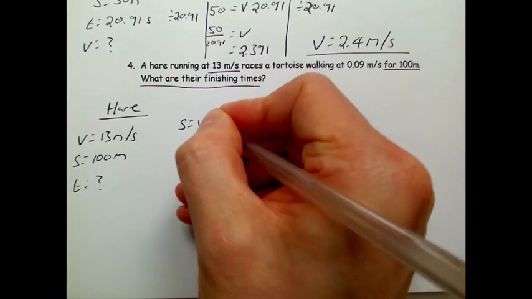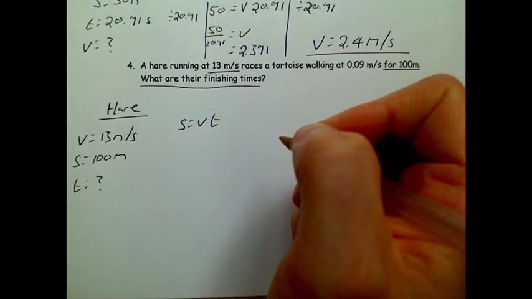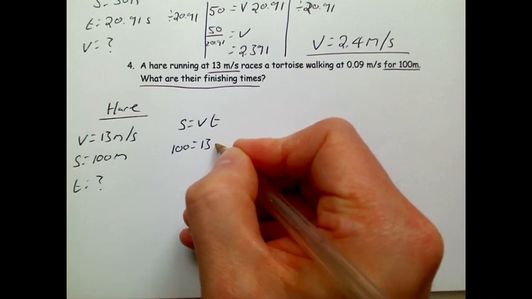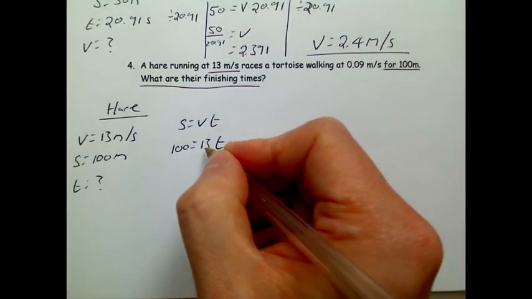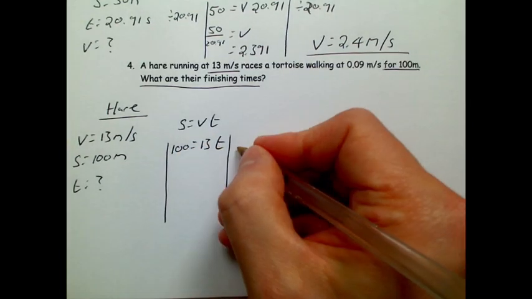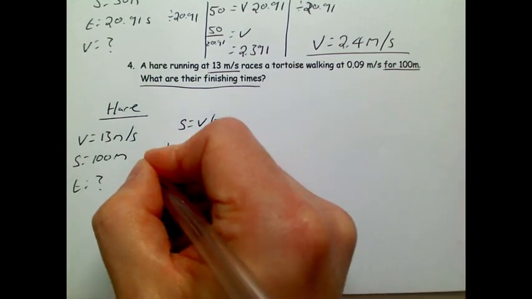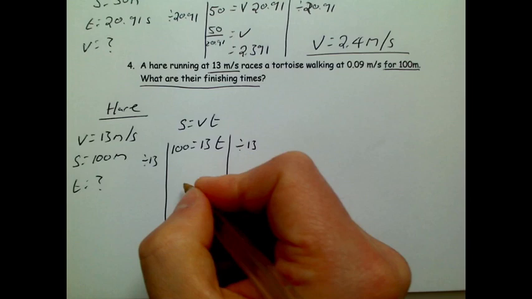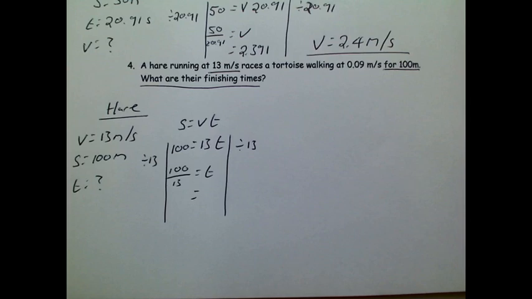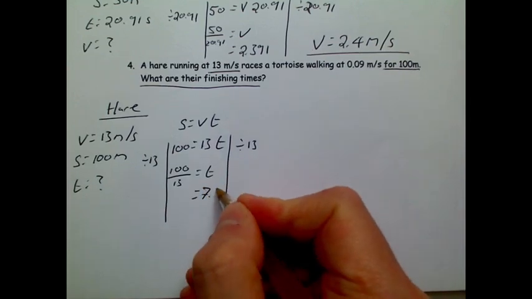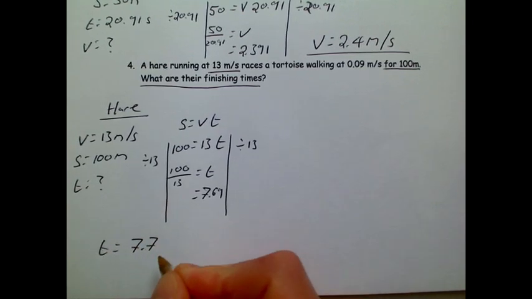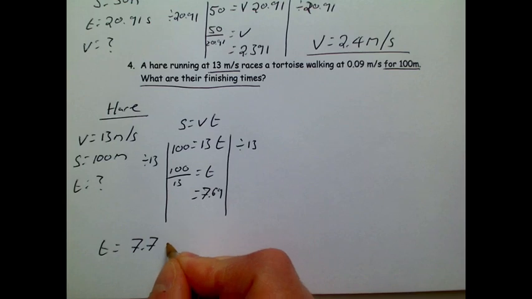We now know the equation S equals VT. So let's substitute the values in. 100 equals 13 lots of T. I want T on its own, so I need to get rid of the 13. So a bit of rearranging. 13 times T, so the inverse would be divide by 13. So 100 divided by 13 equals T. So that equals 7.69. So T for the hare is 7.7 to 1 decimal place seconds.